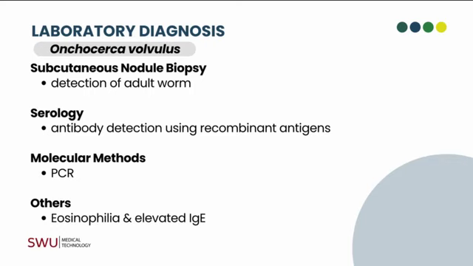By the way, in serology, the downside is that it cannot differentiate current from past infection. Because the antibody can persist not just during the time of infection, but even during or after the infection subsides. It can persist for over a lifetime, especially the IgG. Other methods that can be used in order to support the diagnosis include eosinophilia and elevated IgE.